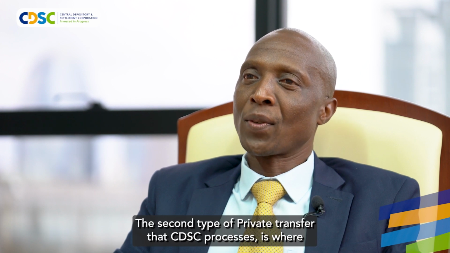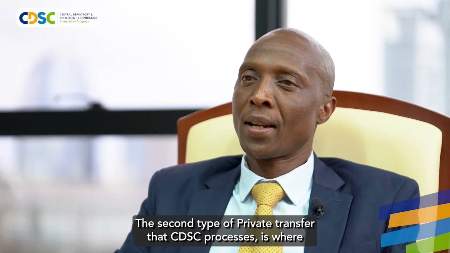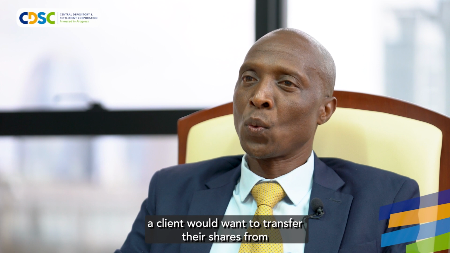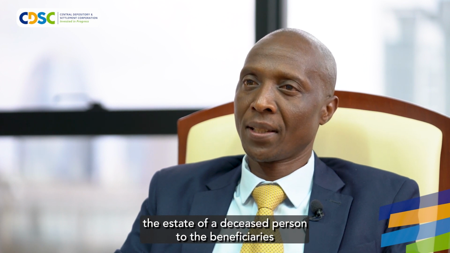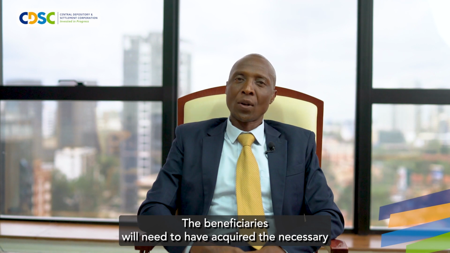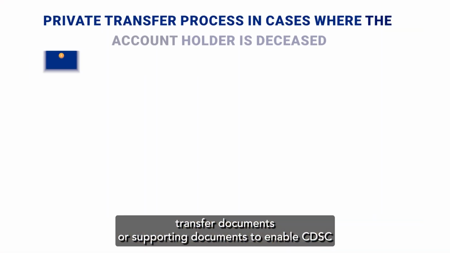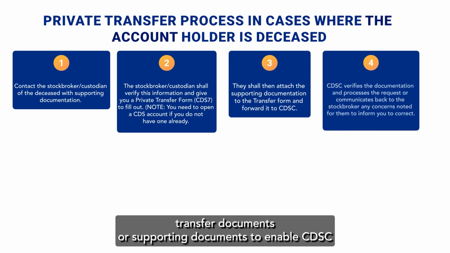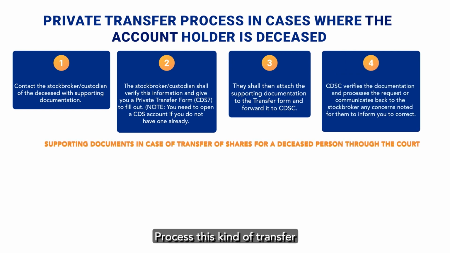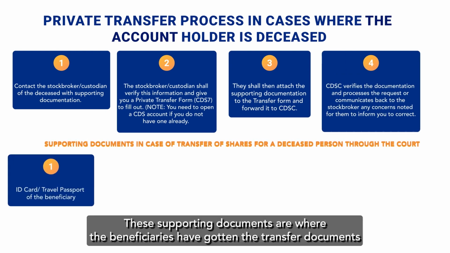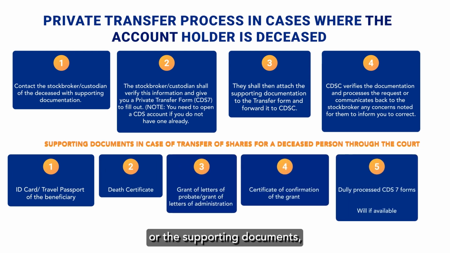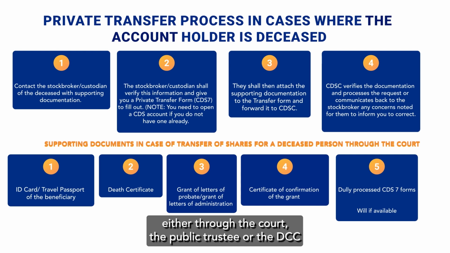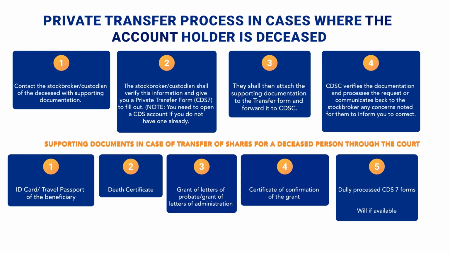The second type of private transfer that CDSC processes is where a client will want to transfer shares from the estate of a deceased person to the beneficiaries. The beneficiaries will need to have acquired the necessary transfer documents or supporting documents to enable CDSC to process this kind of transfer. The beneficiaries will have gotten these documents either through the court, the public trustee, or the DCC.